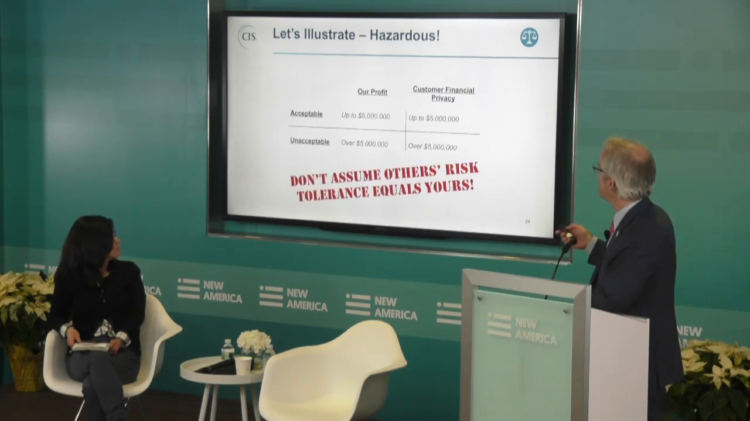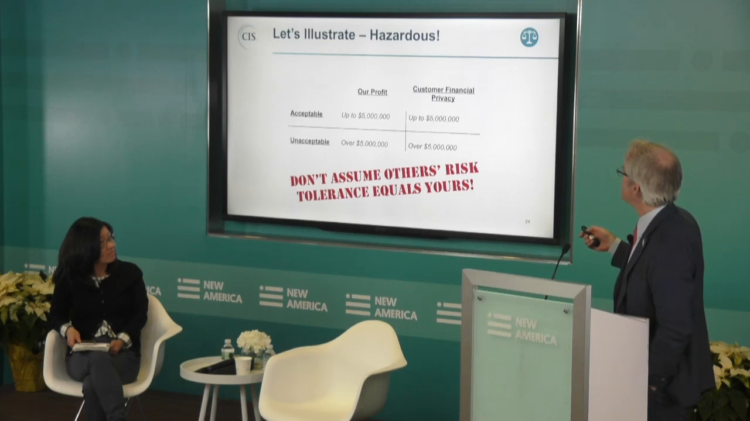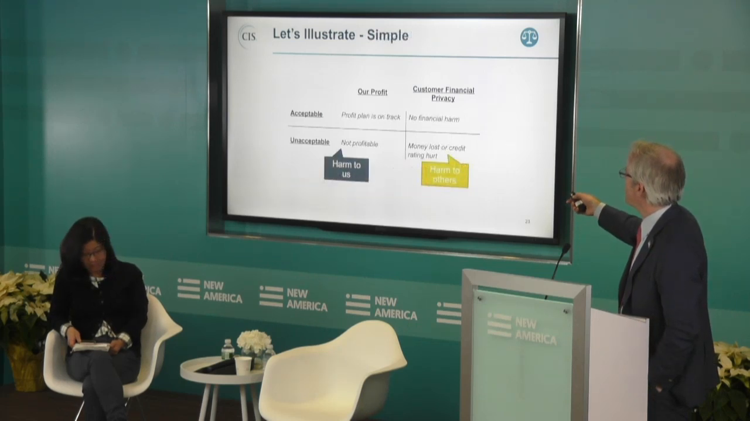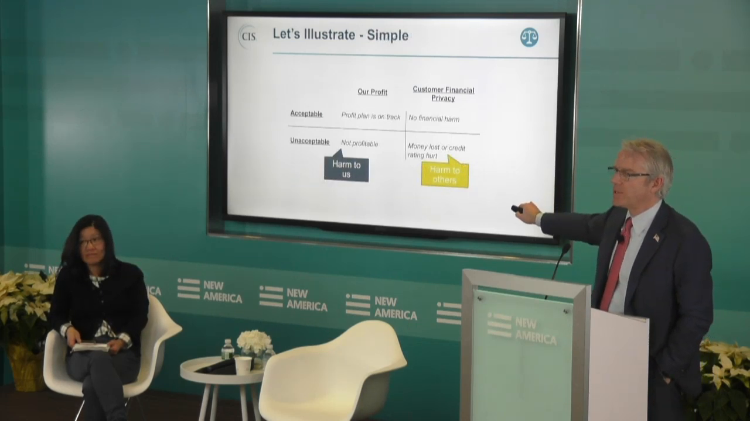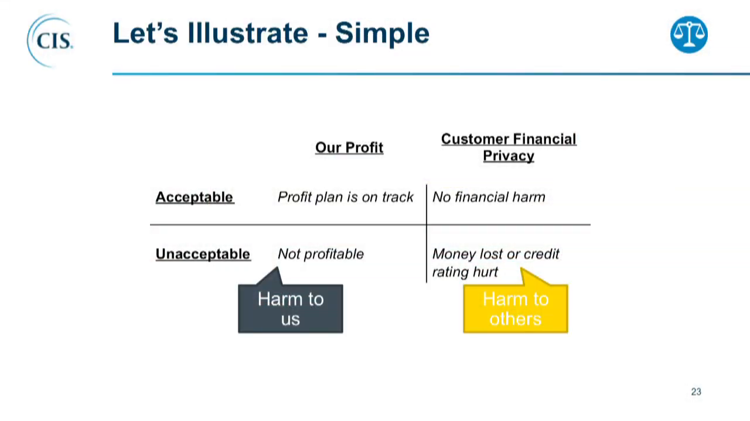Okay, so let's go back a step. This is the basic kernel of what we're talking about with duty of care risk analysis. Imagine that there are two parties, and we think about harm to us and harm to others. On the left, this is how we're going to describe our level of acceptable risk. On the right, what customer financial privacy would be, the harm to others that might happen. So we might say our profit is what we care about. Those are our objectives. Customer privacy, customer financial privacy are our obligations to others.